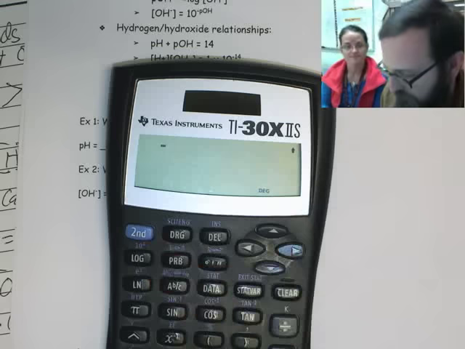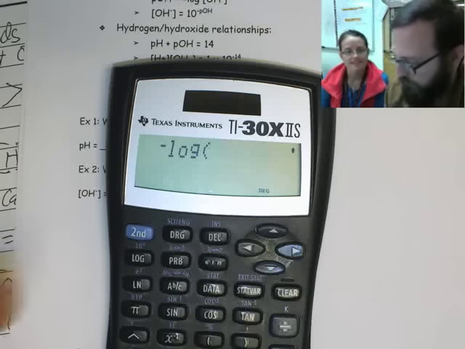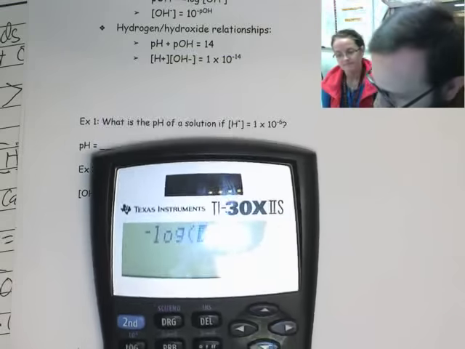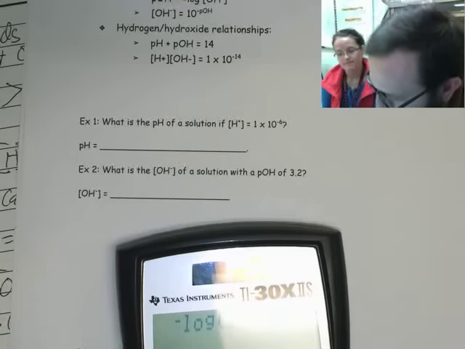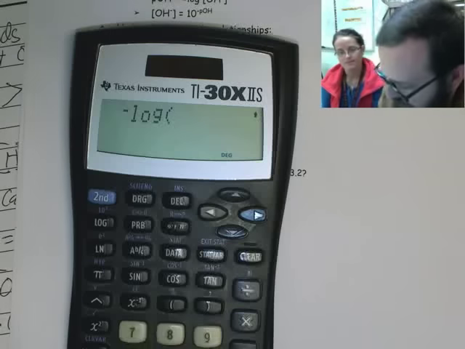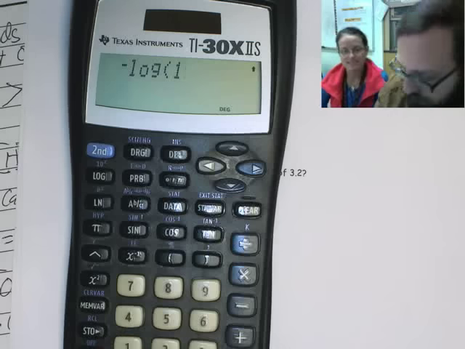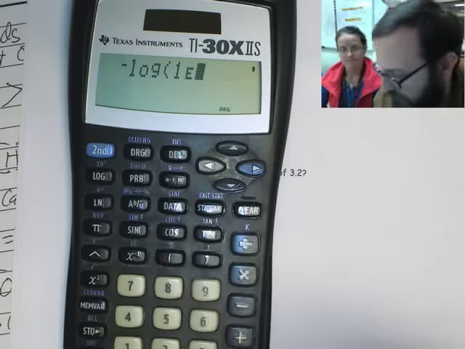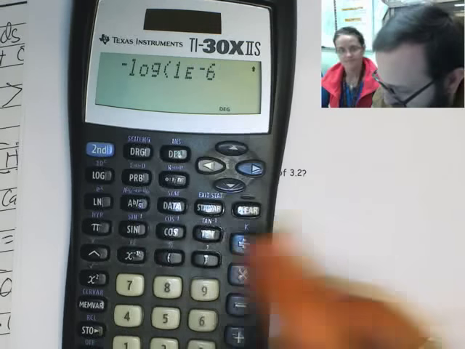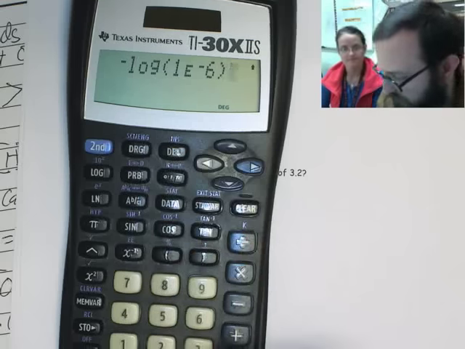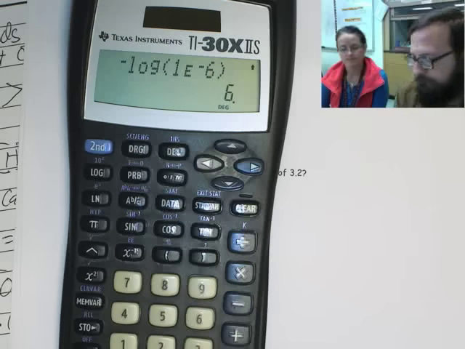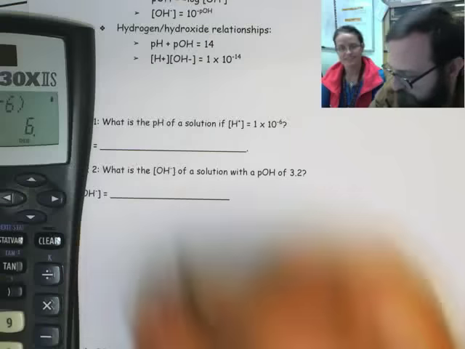All right. Negative log, and my H concentration is 1 times 10 to the negative 6. Ooh, guess what? We could use the EE button again, too. So we type 1, second, EE, and then it's negative 6. Close your parentheses, and you get 6. All right. That's not that hard at all.